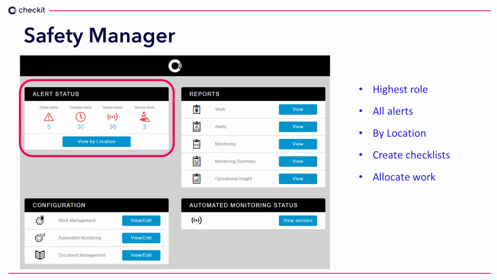A safety manager is the most senior role, and they can manage all of the alerts by location. It shouldn't be handed out lightly because it's the only role that can create checklists and allocate work. So that's the overview of the roles. Now let's get back to the alerts.